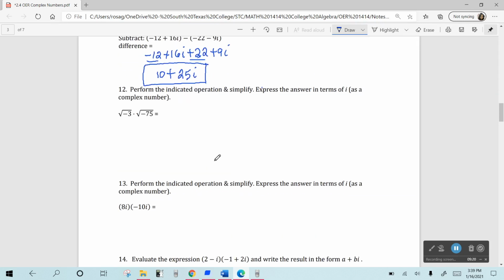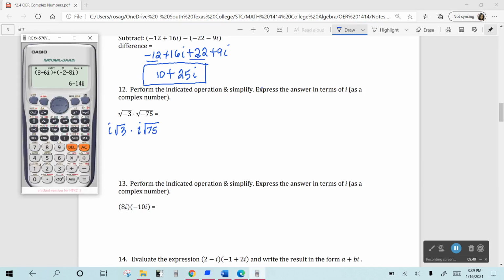Okay. Now, these ones are a little different. We're going to multiply. Once again, the rule is you simplify them first, which means you take out the i first. So it would be i square root of 3 times i square root of 75. This is another one you can just write in your calculator, and I'm going to allow you to do that for this section. Just make sure you take it out, and then you put times the square root.